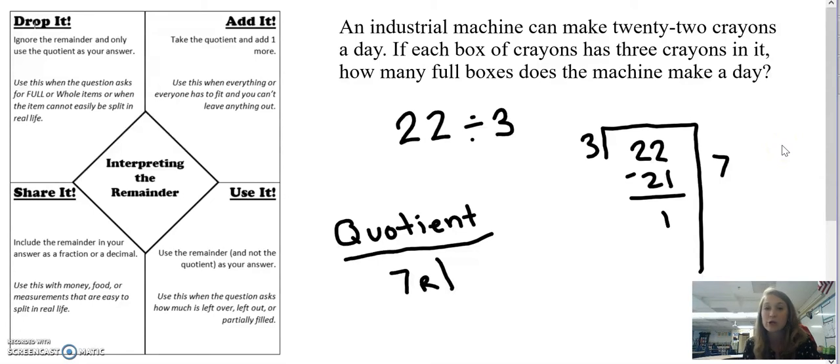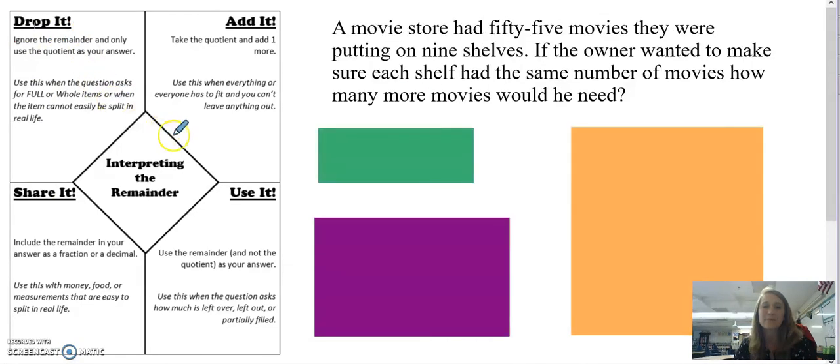Now we have to go back and interpret that remainder. So let's head on over to the question, and let's look at what it's asking. If each box of crayons has 3 crayons in it, how many full boxes does this machine make a day? We're looking for full boxes. In other words, we don't want any remainder, so we're going to drop it. And the answer to this question, how many full boxes, is only the quotient 7. We're not going to be using that remainder. So the answer is 7. Are you starting to pick it up? Let's look at another one.